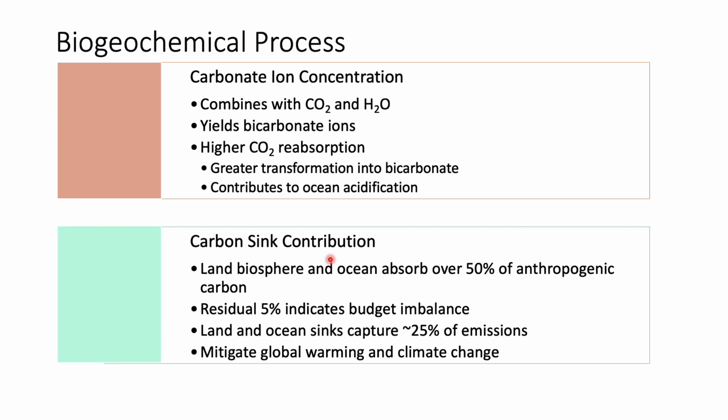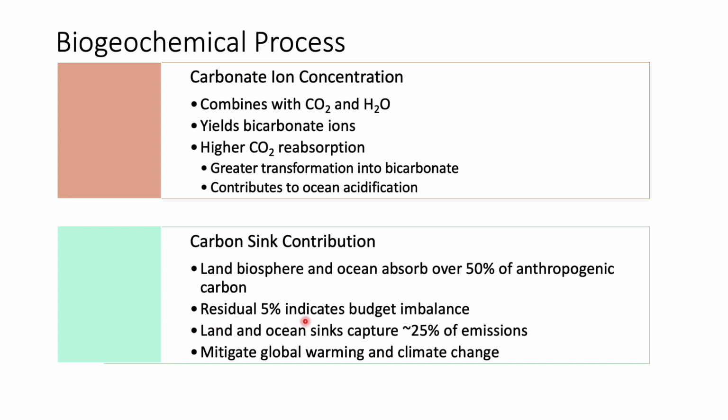Then carbon sink contribution: among the biochemical processes involved, the land biosphere and the ocean absorb around 50% of anthropogenic carbon. So this is a very good sink for removal of carbon dioxide. The residual 5% indicates budget imbalance, so we can ignore that. Land and ocean sinks capture around 25% of our anthropogenic emissions. We can mitigate global warming and climate change by planting a lot of trees. So if we can create a large carbon sink, then we may absorb lots of carbon dioxide.